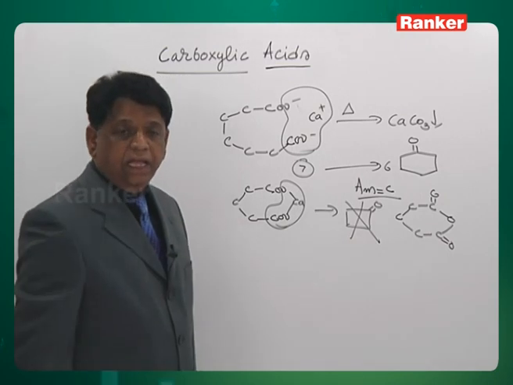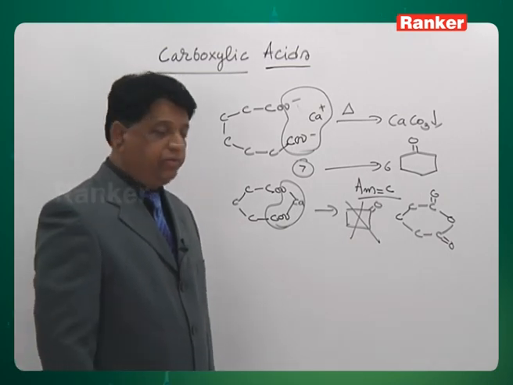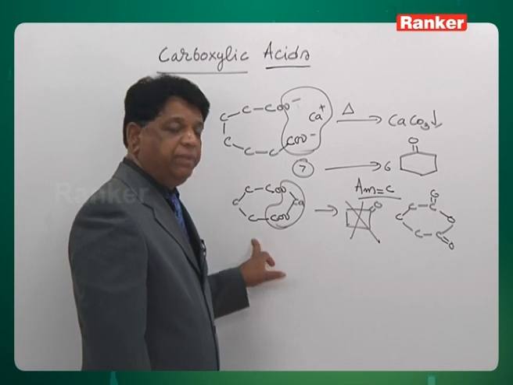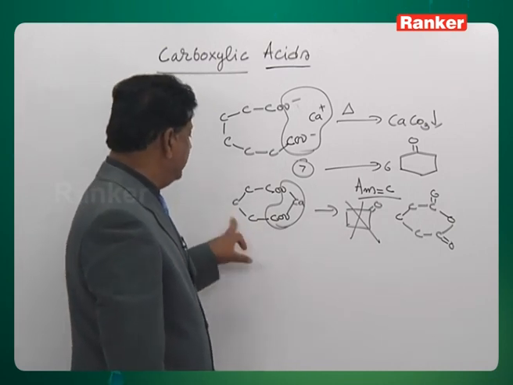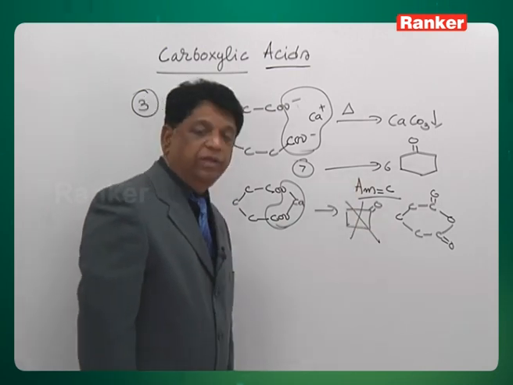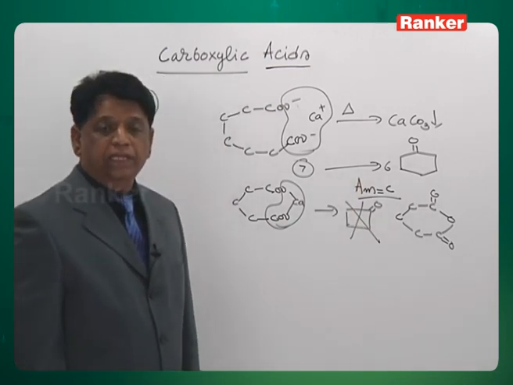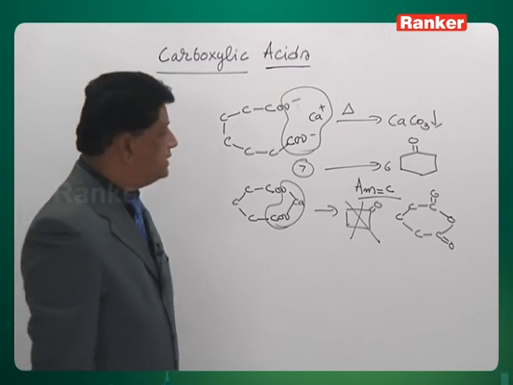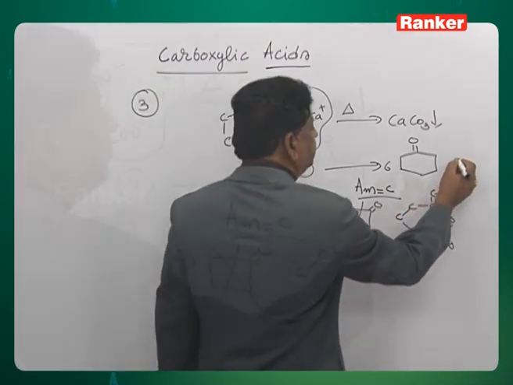So, the cyclic acid anhydride B is also a right answer in the case of calcium adipate, calcium glutarate. So, from adipic acid onwards, these types of calcium salts will give the ketones, that is, a cyclic ketone is the answer. C is the right answer.